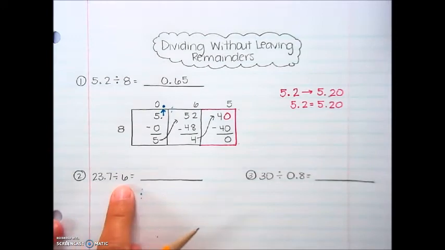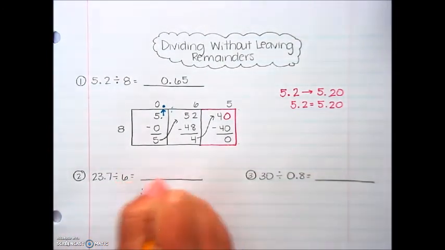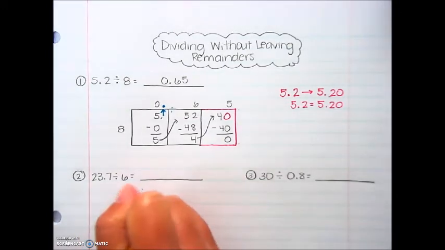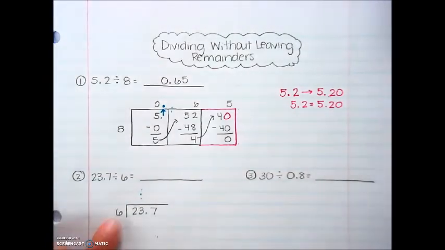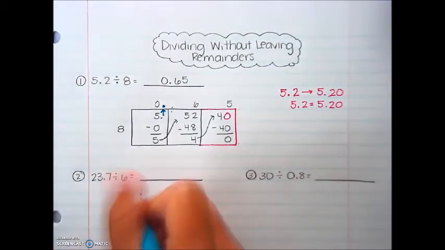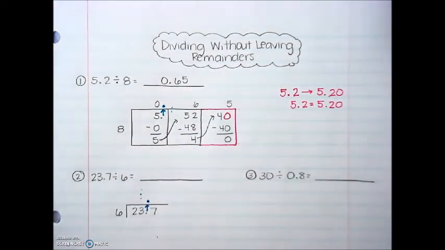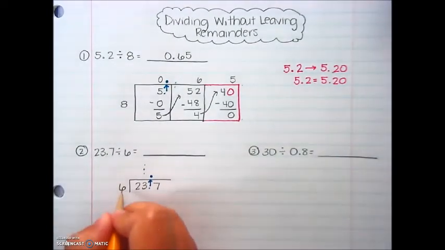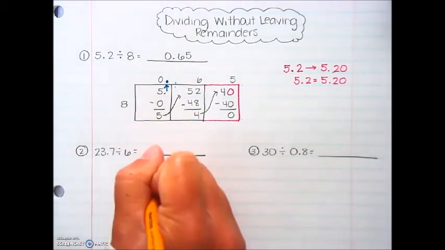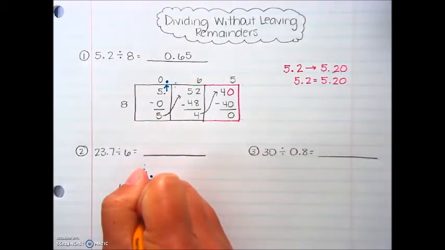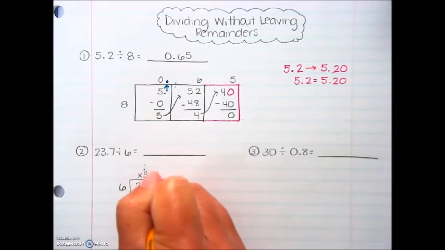This time I'll divide 23 and 7/10 by 6 using the traditional method. So I have my 6 out front and I have my 23 and 7/10. Again, since I'm dividing by a whole number, I'll bring the decimal point straight up in my quotient. Now, I can't make a group of 6 out of 2 things, but I can make 3 groups of 6 out of 23. 3 times 6 is 18. So I subtract, I'm left with 5. I'll bring down the 7.